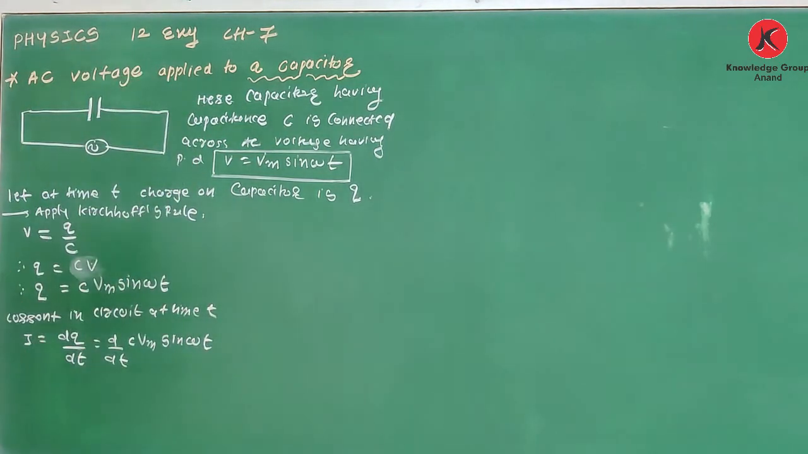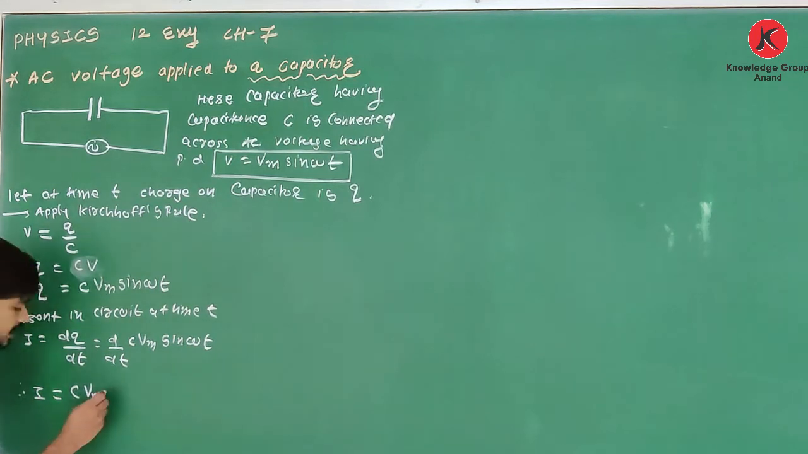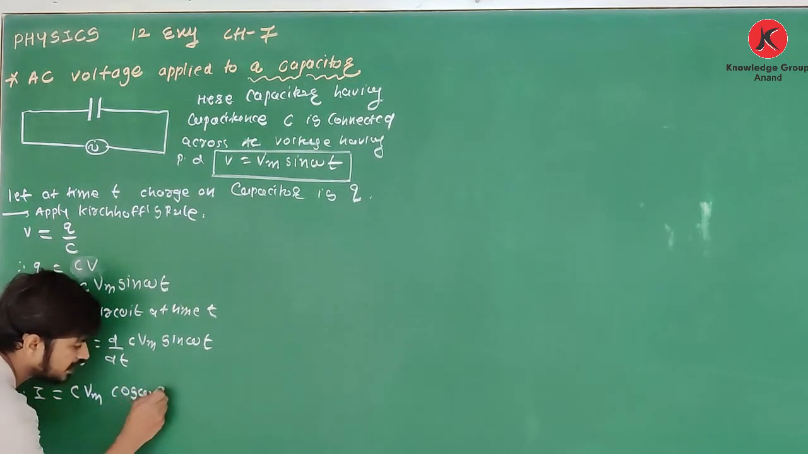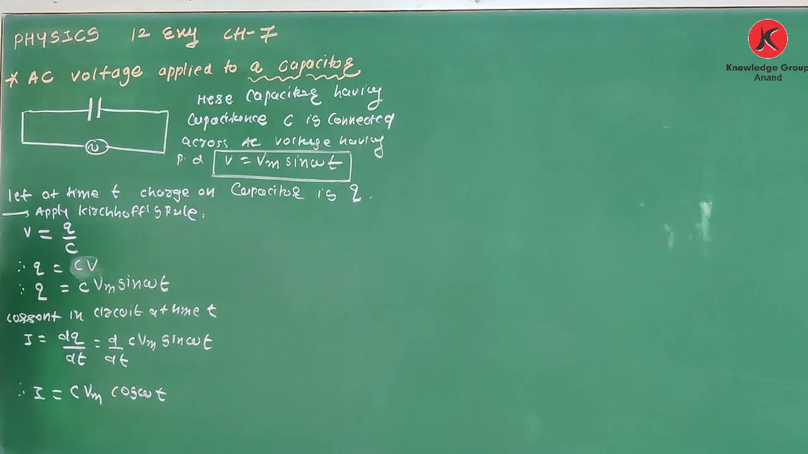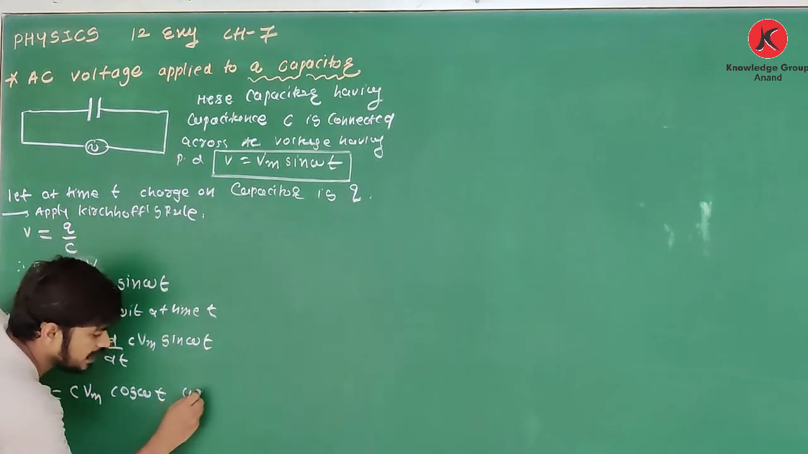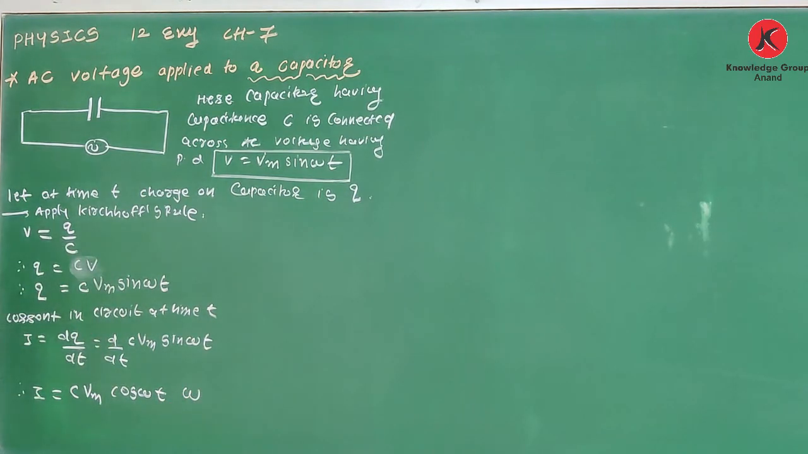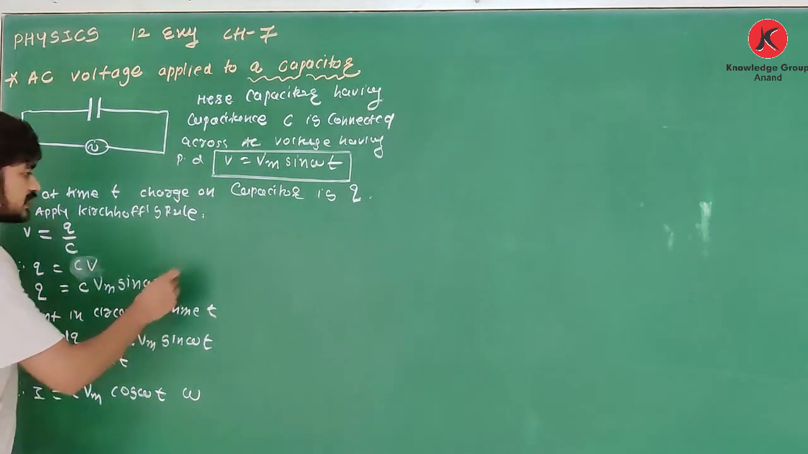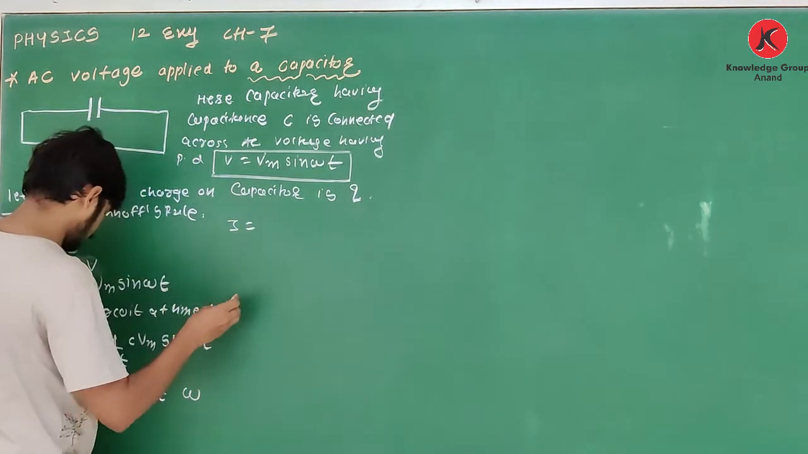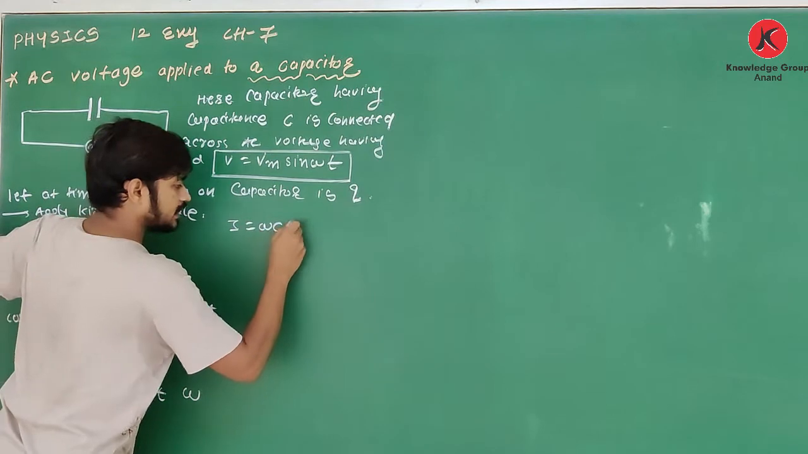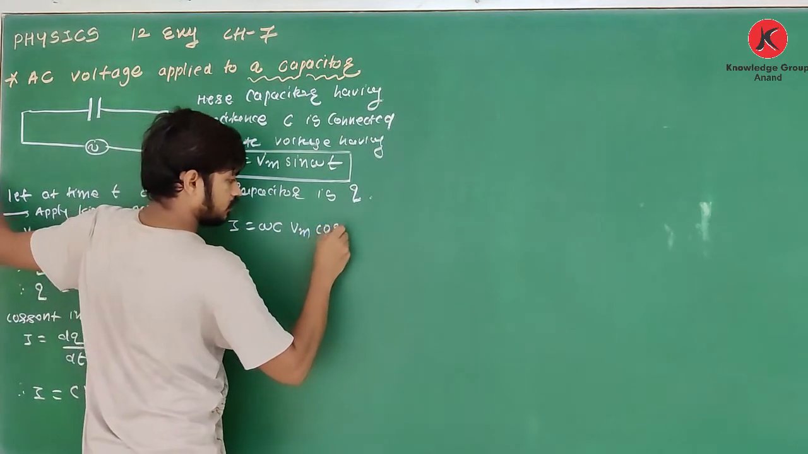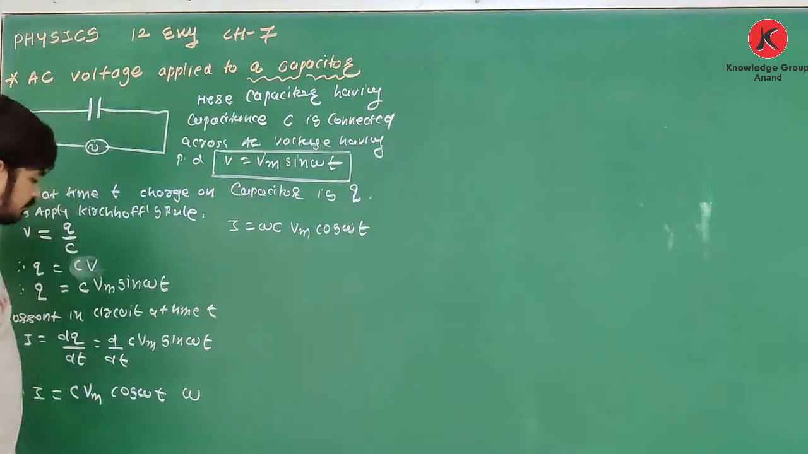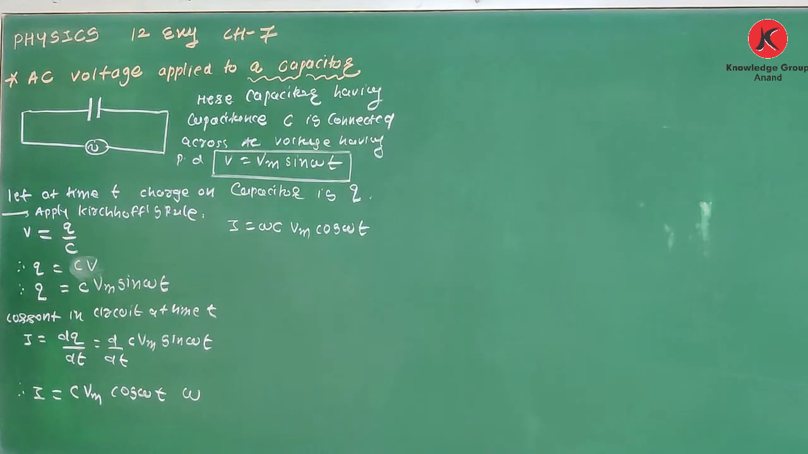Any doubt? Okay. So how to write this now? I is equal to C Vm, constant out of differentiation. What is the differentiation of sine? It is cos omega t. And since it is omega t, you have to again differentiate, so you will get this omega. Clear about this? Then I is equal to omega C Vm cos omega t.